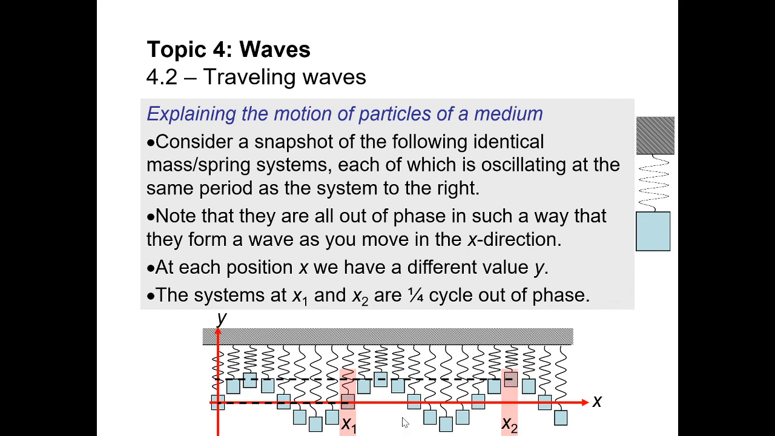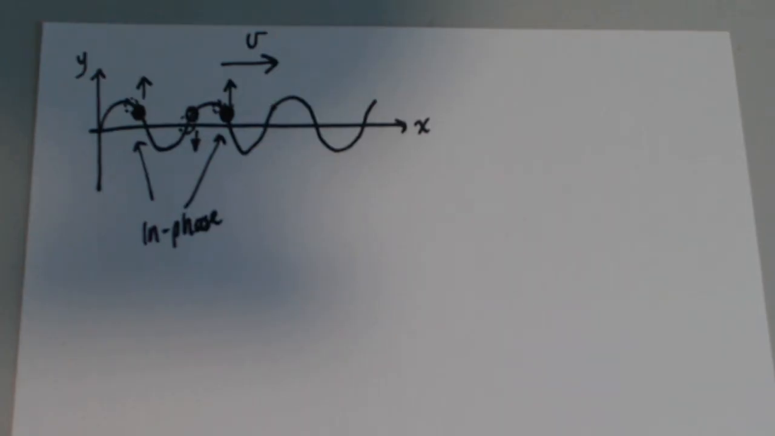Now, how do we know that they are a quarter cycle out of phase? We know that they're out of phase, but how do we know it's a quarter cycle? In order to answer that, we have to understand what it means to have a cycle.